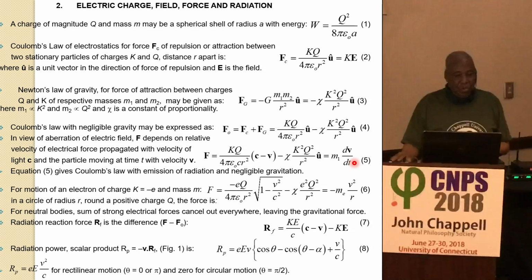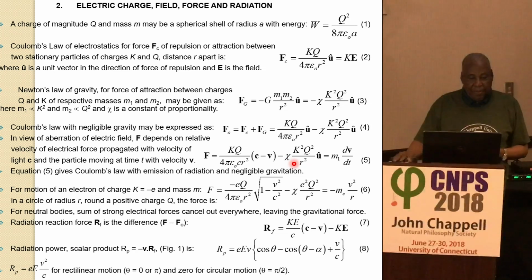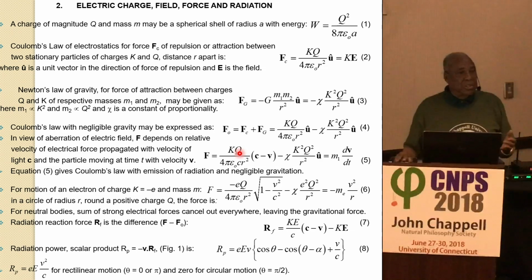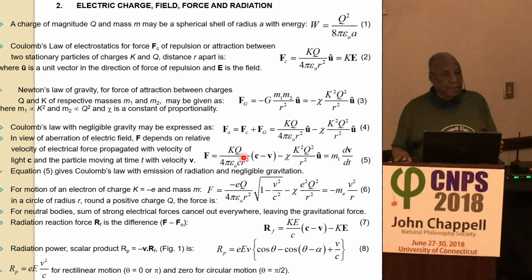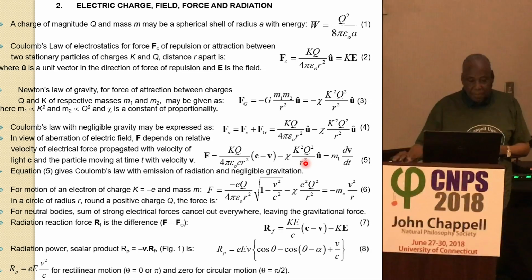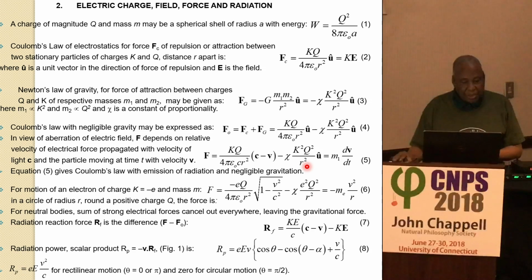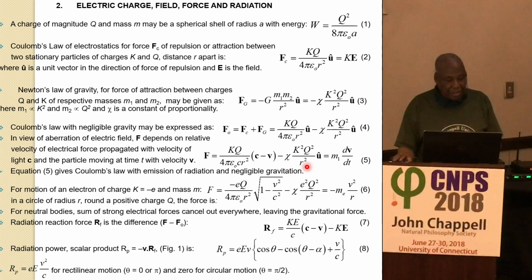So equation 5 includes a factor for radiation and an addition for gravitation. A neutral body is composed of an equal number of positive and negative charges. So for a neutral body, the electrostatic forces of repulsion and attraction cancel out, but the gravitational force remains and adds up. Equation 5 gives a law with emission of radiation and with gravitation.